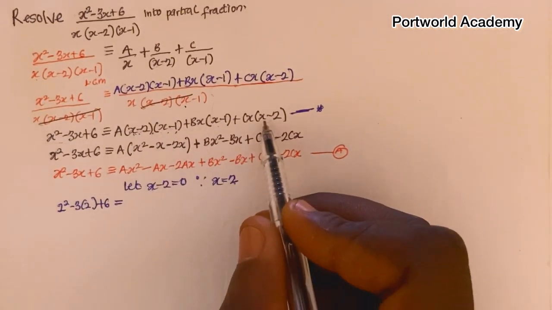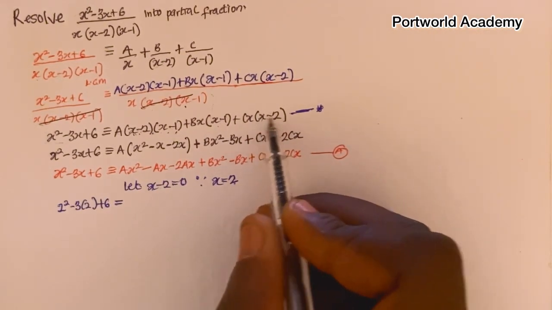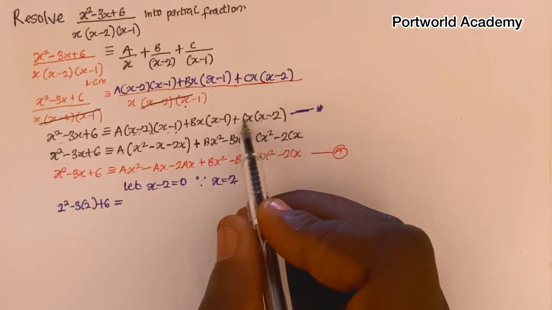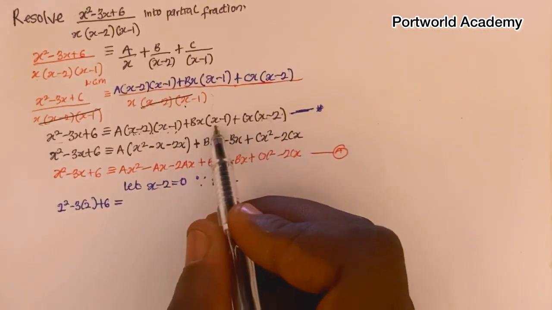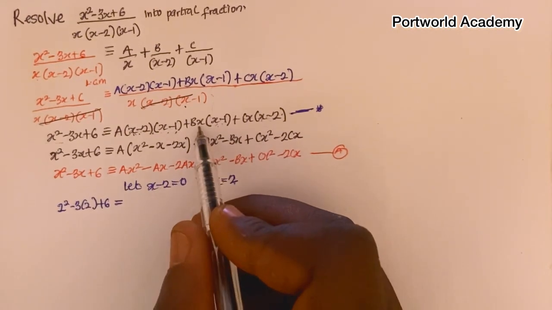Then if I put 2 here, 2 minus 2, that means everything here is also what? 0. That means 0 multiplied by cx, everything here is 0. Then what if I put 2 here? 2 minus 1 is actually 1. This is 2b.